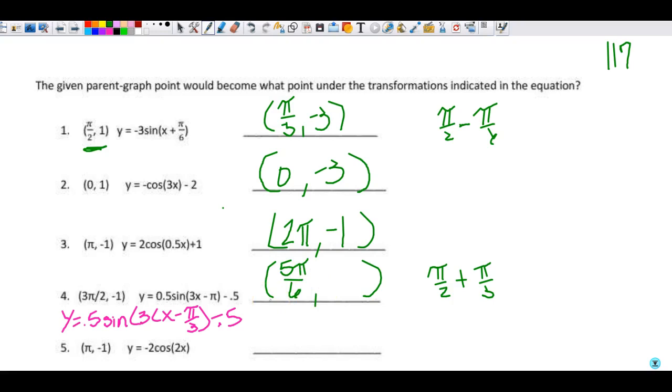And then I'm going to take my y value, which is -1. The first thing that happens is it gets multiplied by 0.5, so I get -0.5. And then I subtract 0.5, so that's going to give me -1.